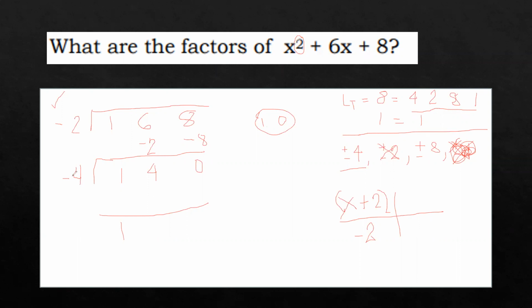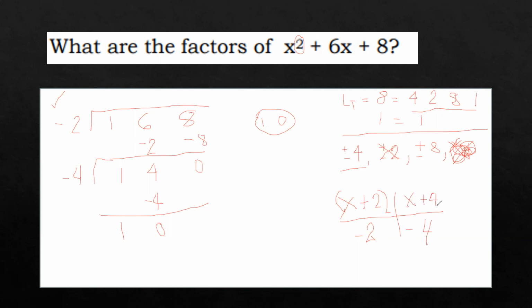So 1 times negative 4 is negative 4. Then finally, i-give us 0. Kapag nakarating na tayo sa 1, 0, ibig sabihin, dulo na yon. Wala nang kasunod. So ibig sabihin, we have negative 4 as another number. So ano ibig sabihin ng negative 4? Negative 4 means x plus 4.